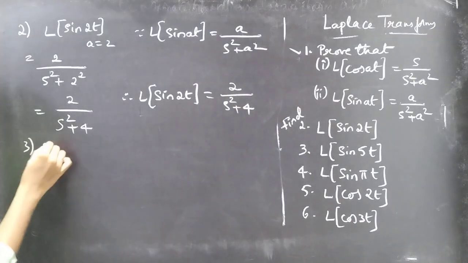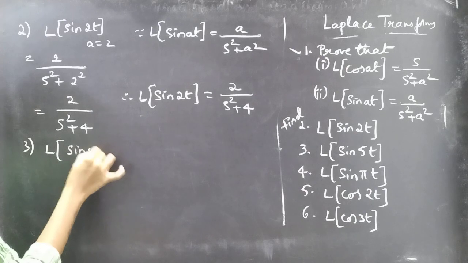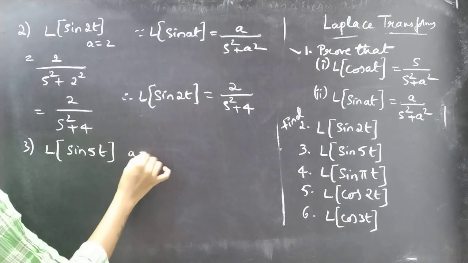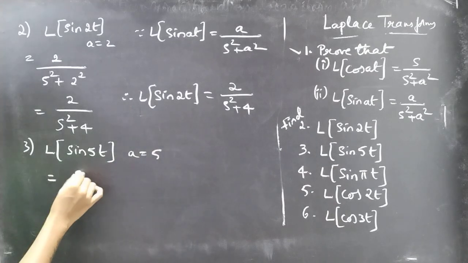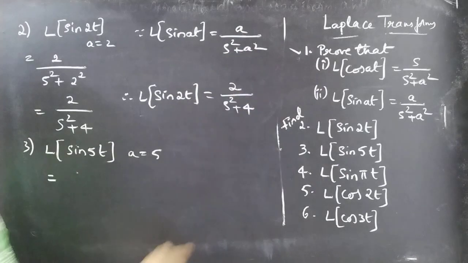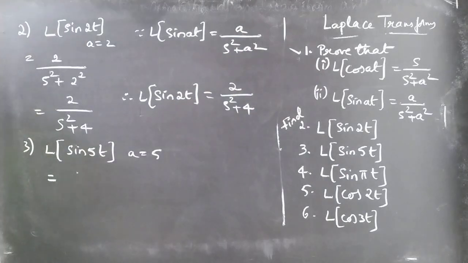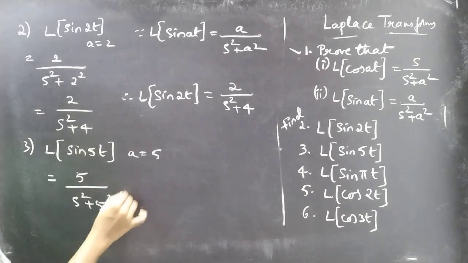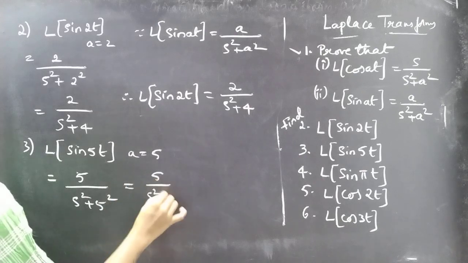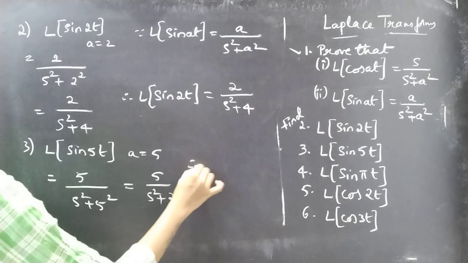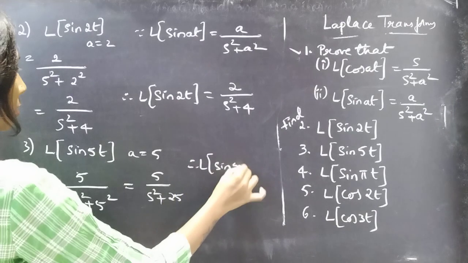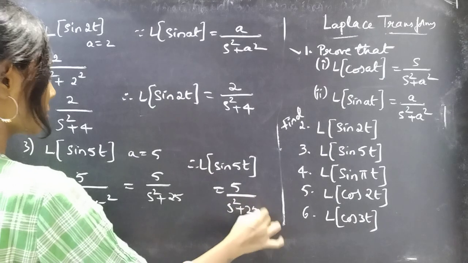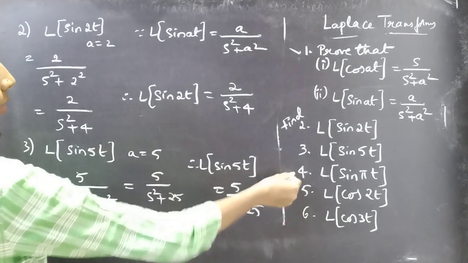Now coming to the third one, find L of sin 5t. Now compare sin 5t with sin at, then for a equal to 5, just substitute a by 5, then we'll get 5 by s square plus 5 square, which equals 5 by s square plus 25, since 5 square is 25. Therefore, L of sin 5t equal to 5 by s square plus 25.